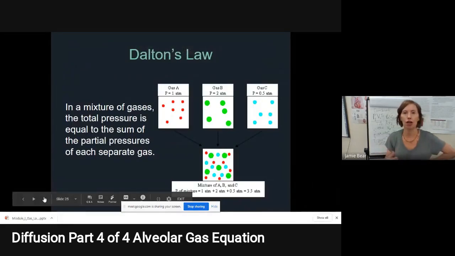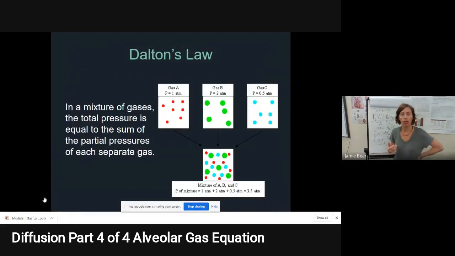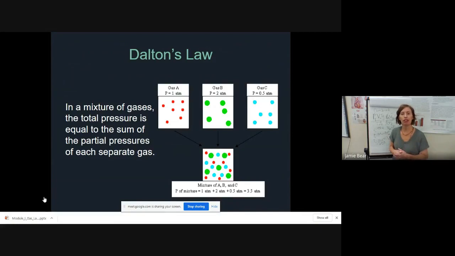Next we're going to talk about Dalton's law. Dalton's law says that in a mixture of gases, the total pressure is equal to the sum of the partial pressure of each gas. So we can see here that gas A's pressure is 1 atmosphere, gas B is 2 atmospheres, and gas C is 1/2. If you add all those together, you get 3.5 atmospheres.